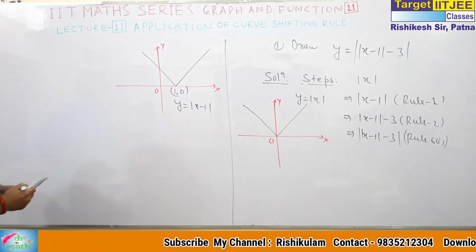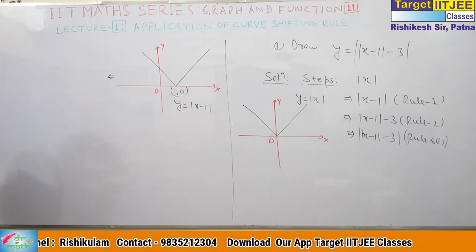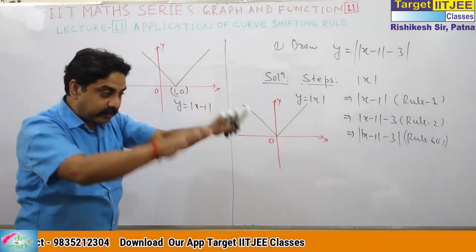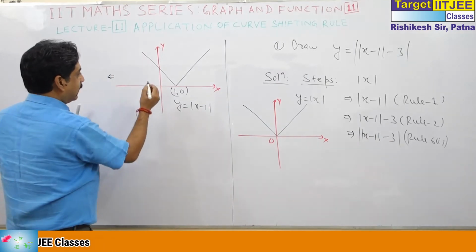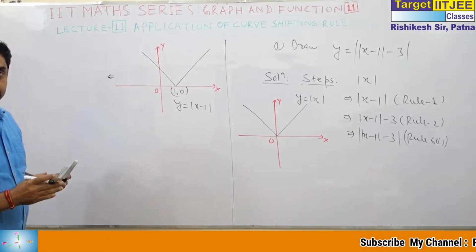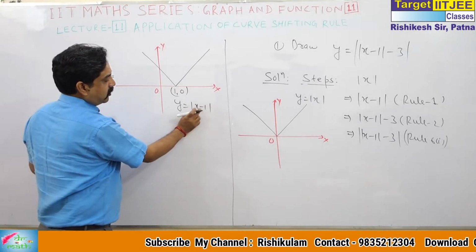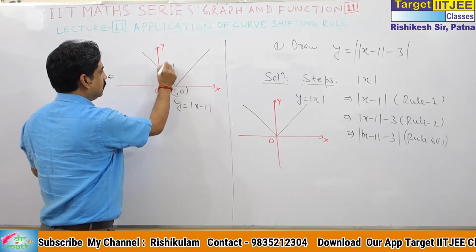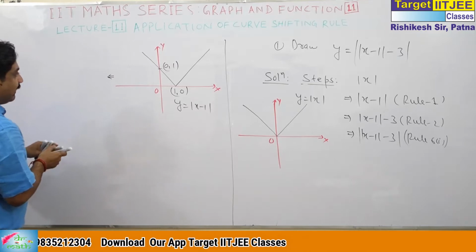Now, what after that? We have to take 3 units downward for this. Before that, I would like to write this point. Can you guess this point? It's very easy to guess. Put x is equal to 0. y is equal to modulus of minus 1, which is 1. So the point is 0, 1.